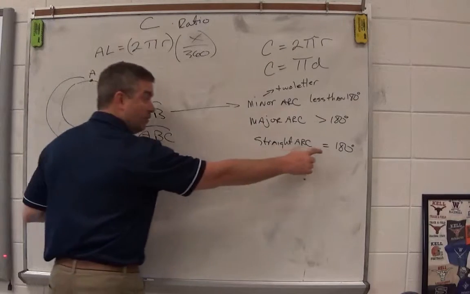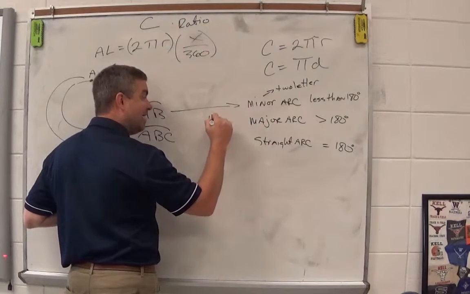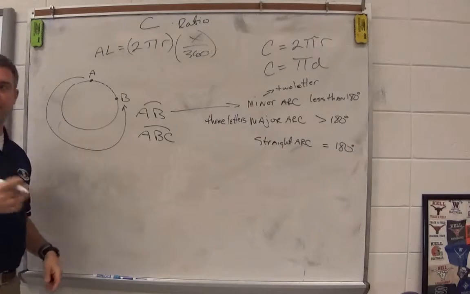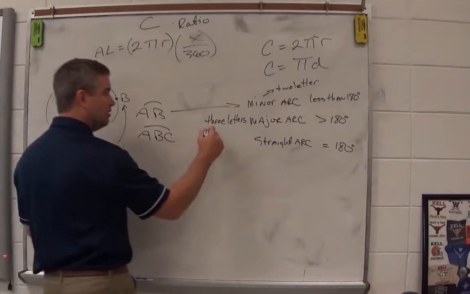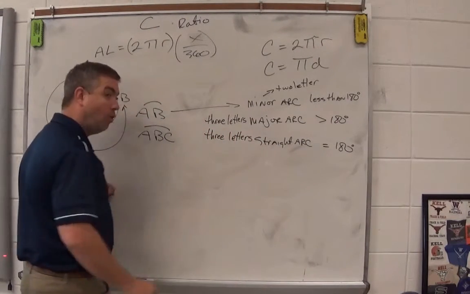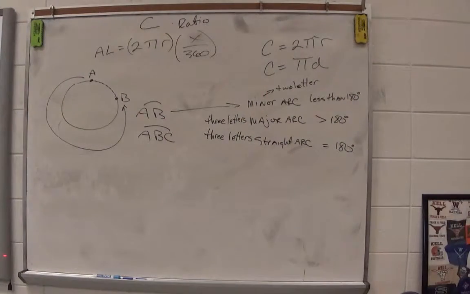It would be greater than 180, right? And so what must it be? A major arc has to have 3 letters, right? It must have 3 letters so that we know that we're talking about either a straight arc, right? Straight arcs also have 3 letters, or a major arc. Straight arcs and major arcs must have, kind of weird, straight arc. That's probably not the correct word for it, but it equals 180. I'll show you an example. 3 letters is always a major arc.